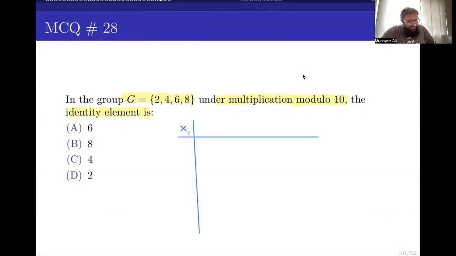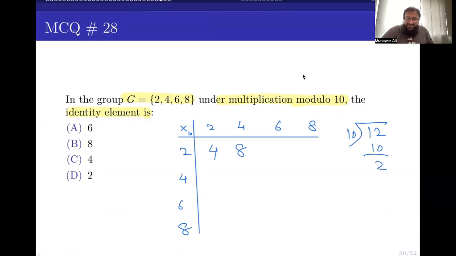You multiply under modulo 10 the elements 2, 4, 6, 8 with 2, 4, 6, 8. So 2 times 2 is 4, 2 times 4 is 8, 2 times 6 is 12. 12 divided by 10, remainder is 2. So I always have to write the remainder. 2 times 8 is 16, remainder is 6. 4 times 2 is 8, 4 times 4 is 16, so this is going to be 6 in modulo 10.